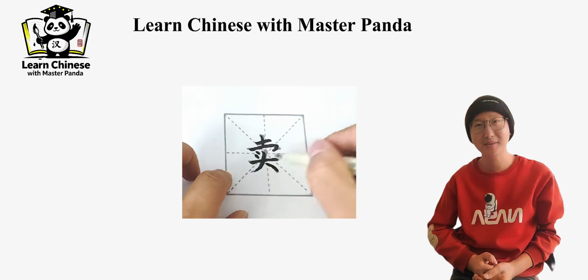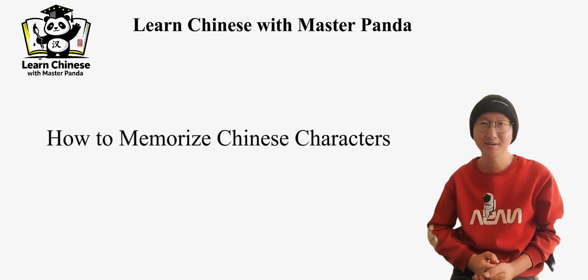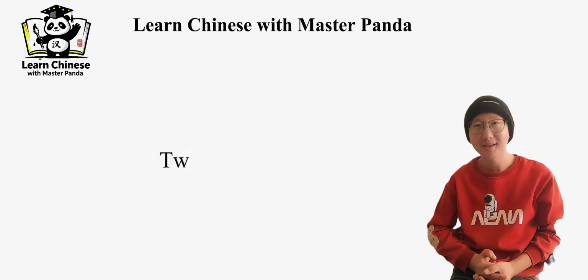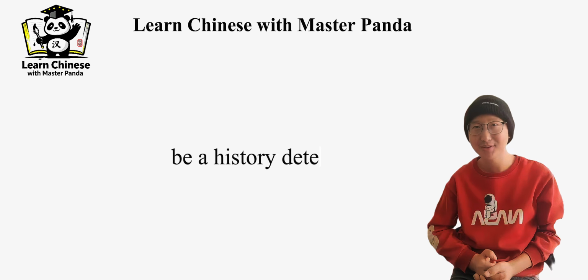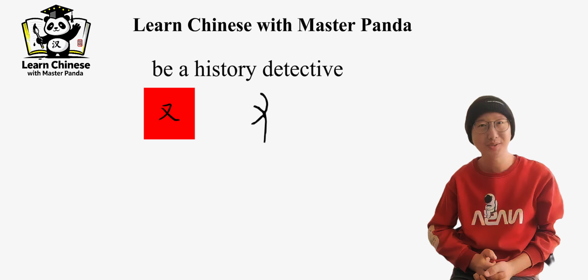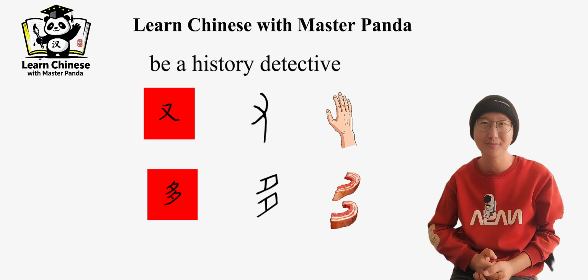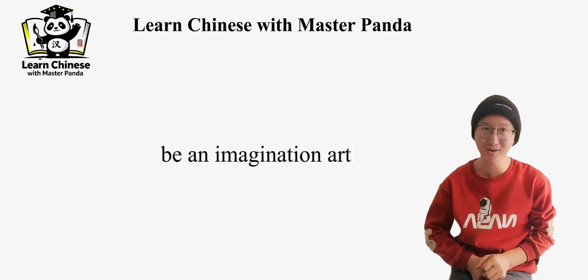Now some students might think, Master Panda, there are so many characters and strokes. How can I possibly remember them all? Don't worry, I have two magic memory tricks for you. First, be a history detective, just like what we did today. Always look up the ancient form, and when you know that 又 was a hand, 多 was 2 pieces of meat, the character stops being a random shape and becomes a story. You'll never forget it.